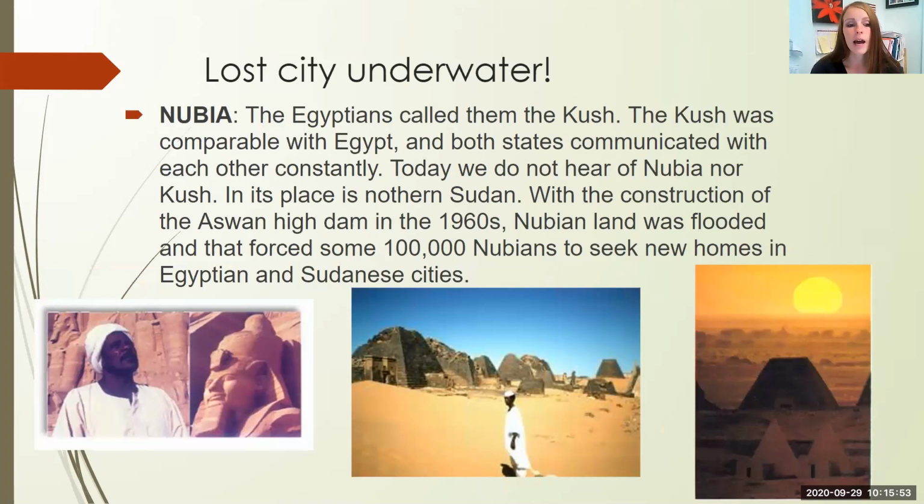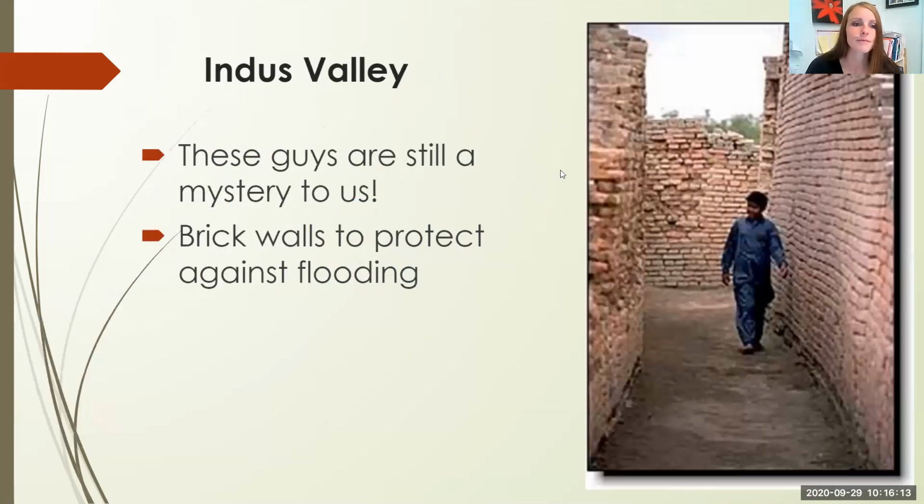With the construction of the Aswan High Dam in the 1960s, Nubian land was flooded, and that forced some 100,000 Nubians to seek new homes in Egyptian and Sudanese cities. So it has been lost because it has been flooded. So it's gone. The civilization is gone. Well, the city is there, but it's underwater.